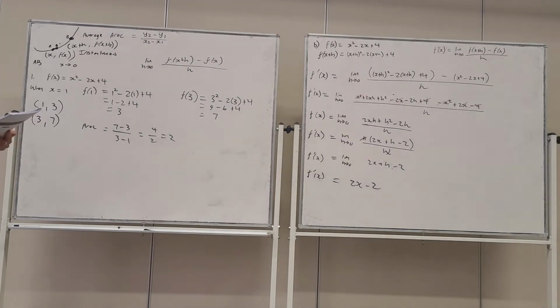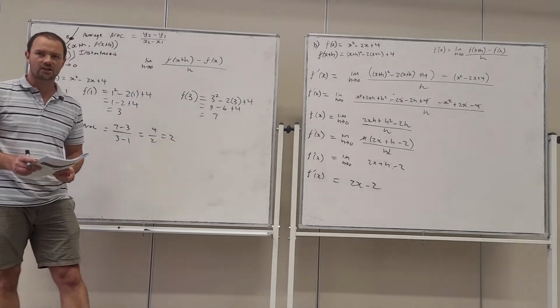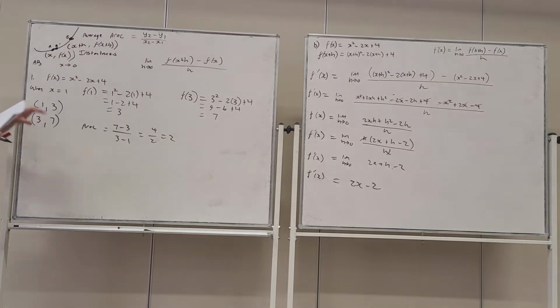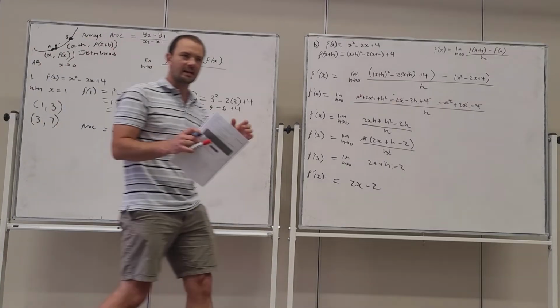Excellent. Okay, so that's part B. Part C. Find the instantaneous rate of change at x is 2. Alright, so over here in part A we found the average rate of change. Now we're asked for the instantaneous rate of change.